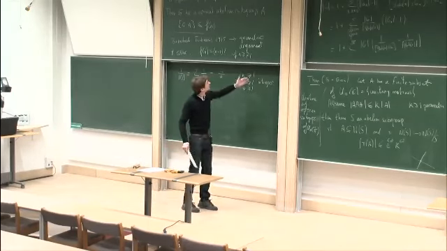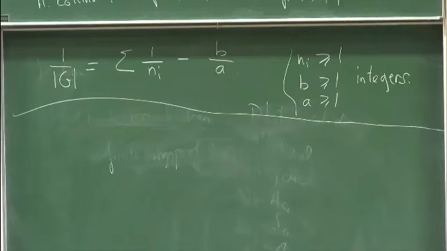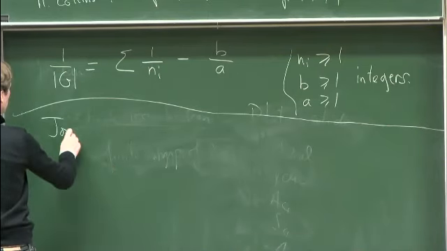So Jordan's proof is very much the generalization of this argument. Jordan's proof is essentially by induction on n.